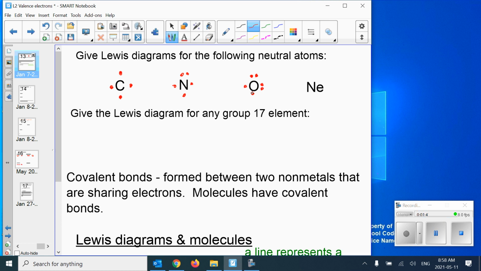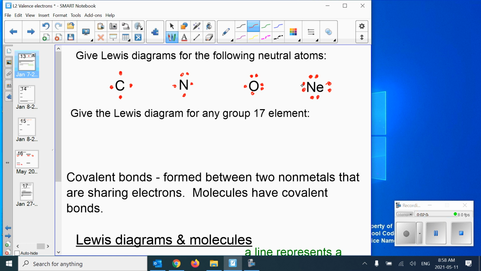Neon is in the 18th column. Noble gas, it's completely filled. 8 valence electrons. 18th column, 18 minus 10. So I can double everything up right away. I know it's all going to be filled.